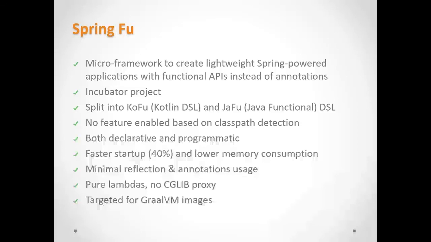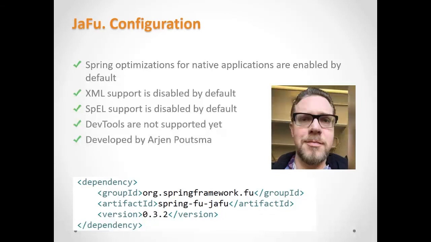One of the attempts to do so is the Spring-fu project. It's an incubator project, and its main goal is to migrate from Java annotation configurations to a functional style. It's split into Kofu, which contains a Kotlin DSL, and JaFu, a Java DSL. Spring engineers state that it has lower memory consumption and faster startup, about 40%. It's still in progress, so you see that its version is still 0.3. I think that this year it will not be released, but next year it will be.